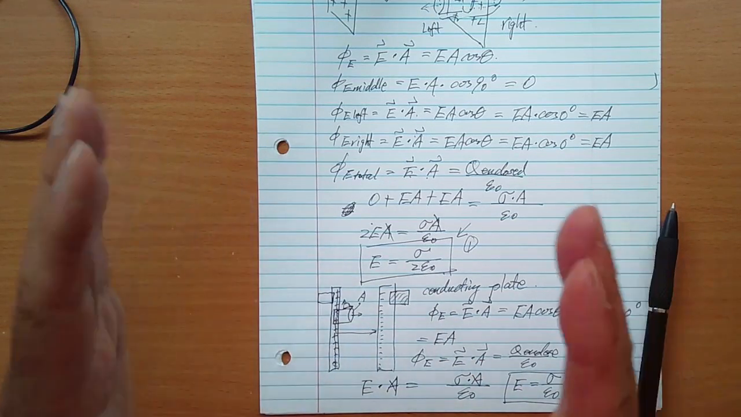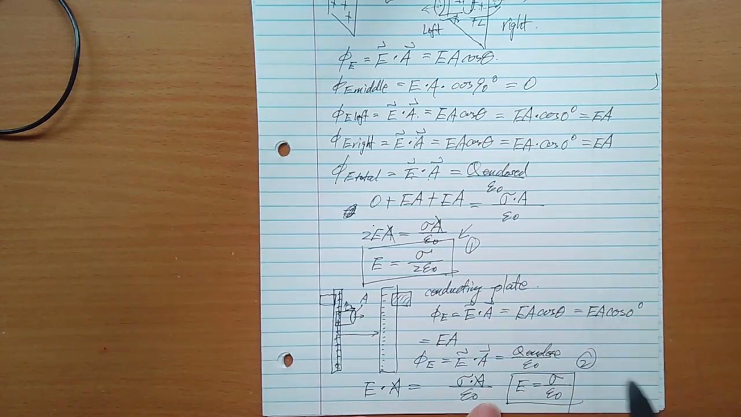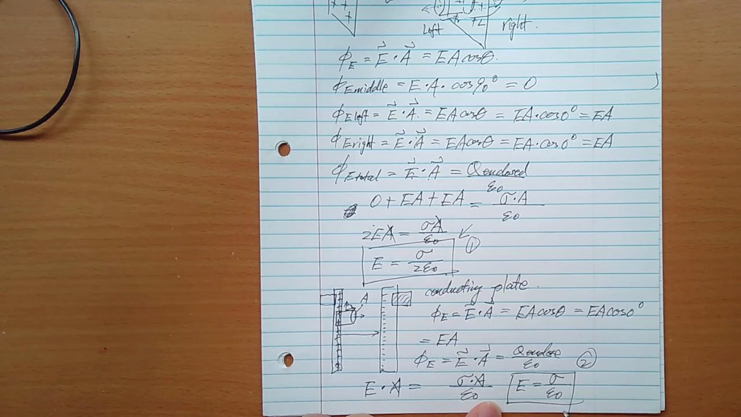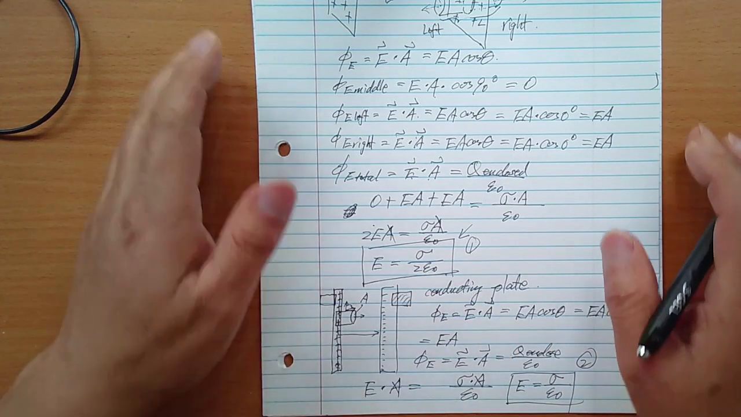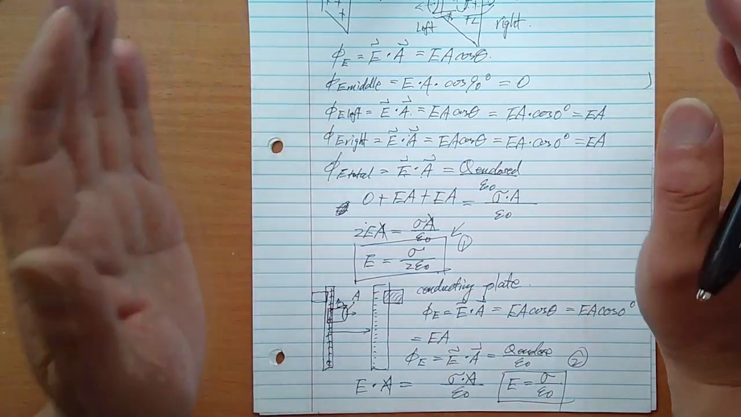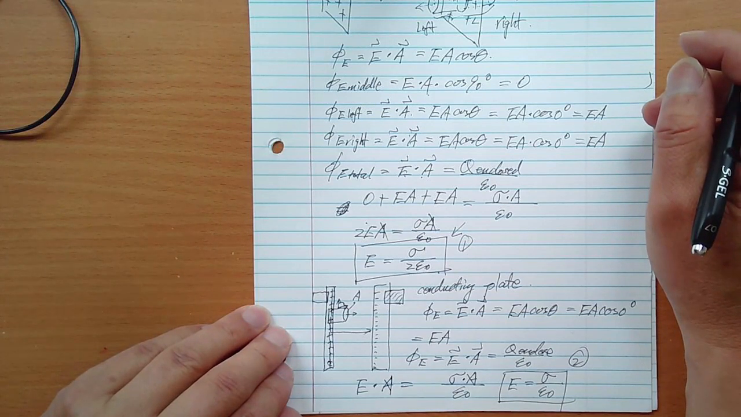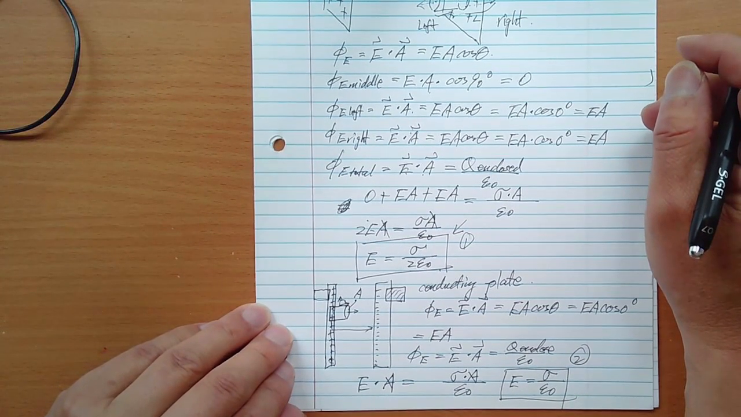However, if we have two parallel planes, and we want to find the E between them, instead of 2 epsilon, it's just epsilon 0. The rest is the same. So I want you to memorize those two formulas or equations or whatever you call them. This is very, very useful in our calculations.